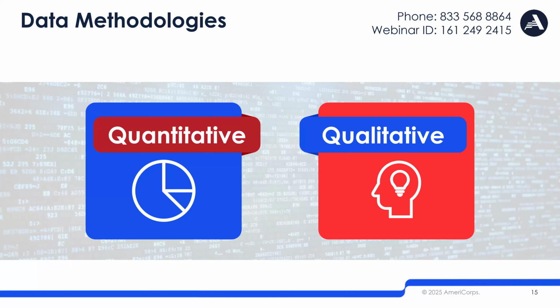Qualitative data, on the other hand, tells us about the experiences and the context. So when you're conducting interviews with program participants, gathering feedback through observation, or collecting testimonials about how a program impacted someone's life, that's qualitative data.